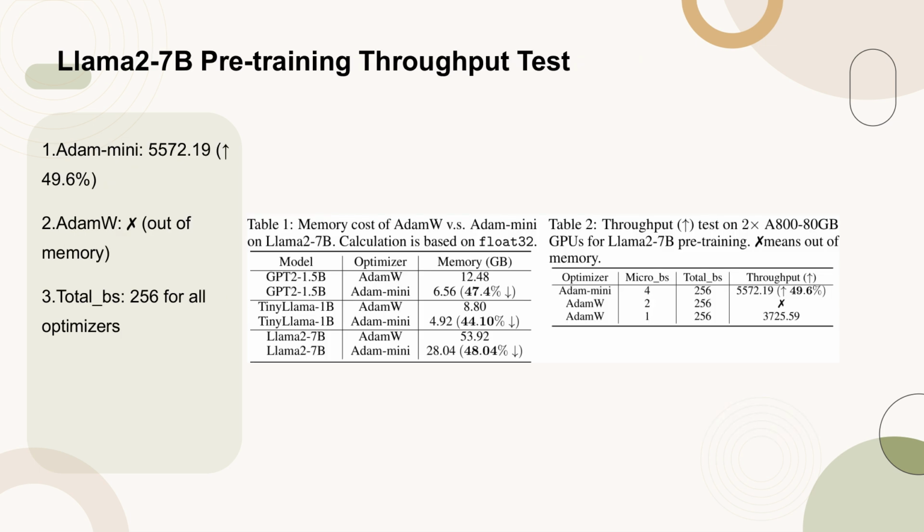Table 2 presents the throughput test results for Llama 2-7B pre-training on 2x A800-80GB GPUs. The test compares the performance of Adam Mini and AdamW optimizers. Adam Mini achieves a throughput of 5,572.19, which is 49.6% higher than AdamW, which fails to run due to memory constraints. The total batch size, total_BS, for both optimizers is set to 256.